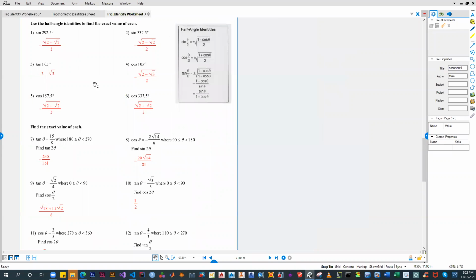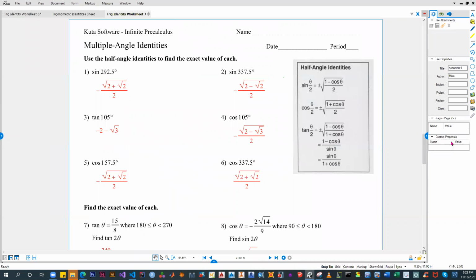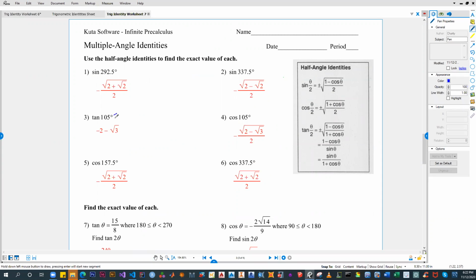There you go. All right, so for tan is this guy, and all you have to do is just apply it. I will probably do it with a 2 again. So 105 times 2 is 210, and let's just write it down first. So 1 minus cosine of 210 over 1 plus cosine of 210.